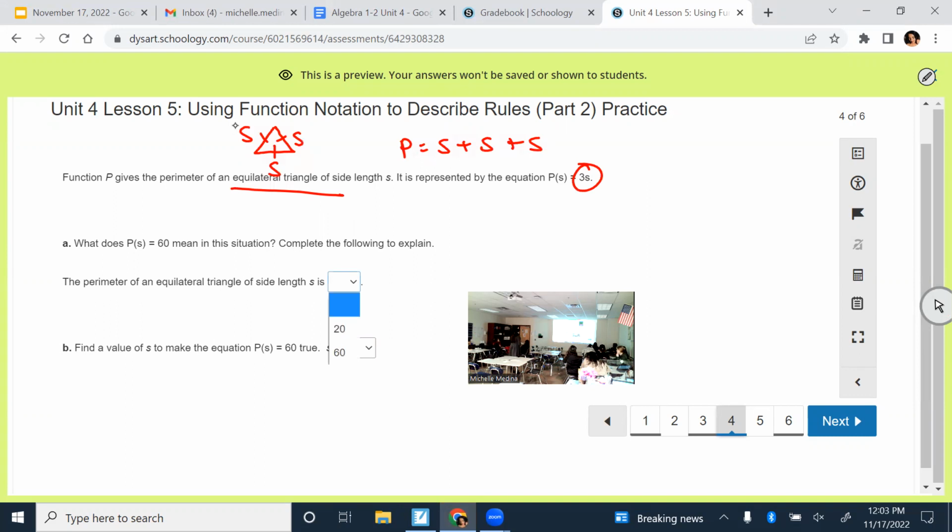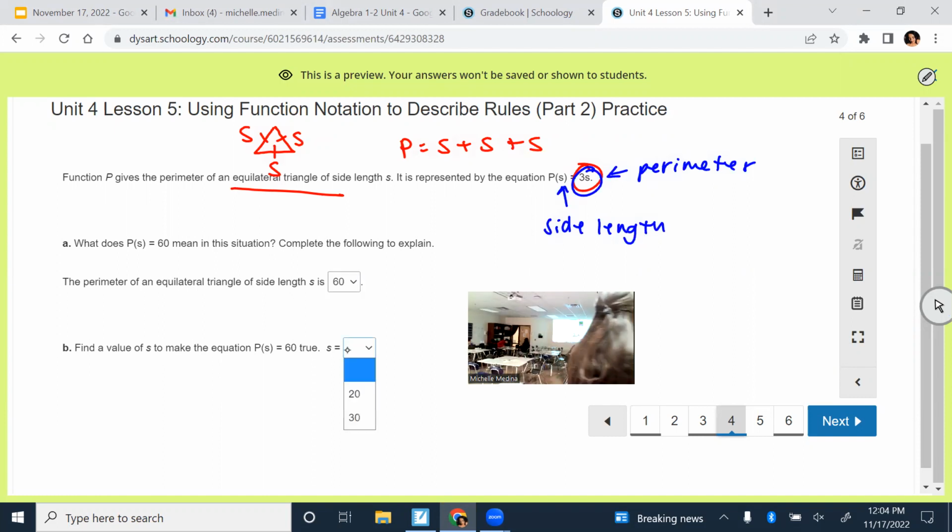I feel like it's 60. Because what depends on what? The input is my side length, right? That's what it says, S represents. The output is my perimeter. So if it's P of S equals 60, 60 must be the perimeter, not the side length. And since they're all equal, what's a side length equal to? 20.